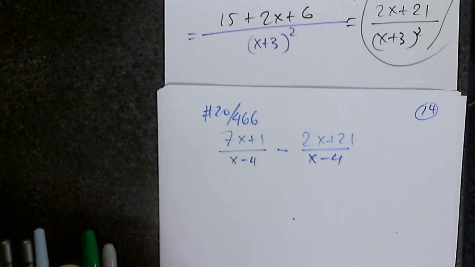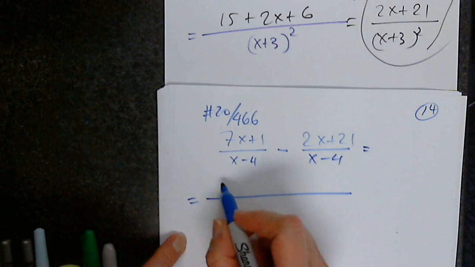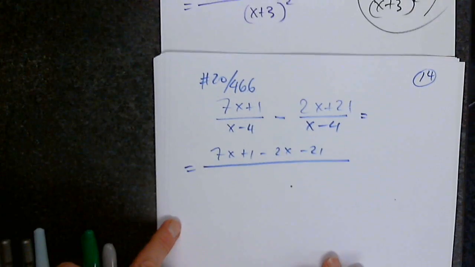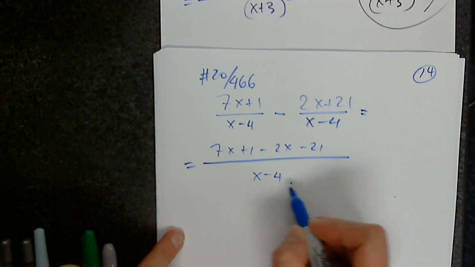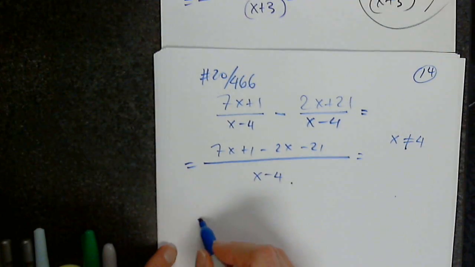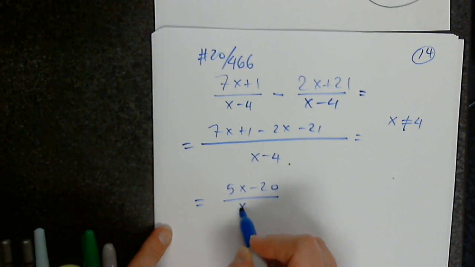Just subtract 7x plus 1 minus 2x minus 21. The denominator is? x minus 4. The restriction is? x. Good. So now the numerator is? 5x minus 20, over x minus 4.